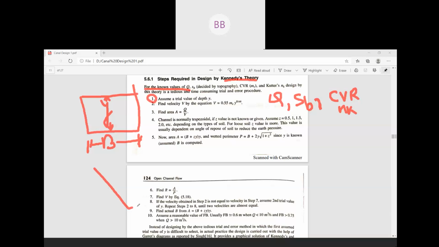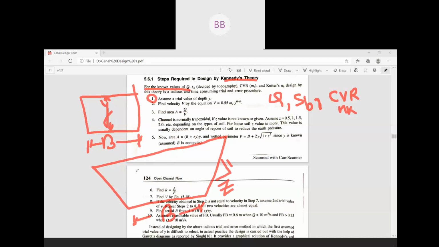And if it is a trapezoidal channel, width is also needed. And then we also need the maximum depth of water of that particular channel, including the side slope. Okay, including the side slope. So these are the parameters we require for construction of a channel.